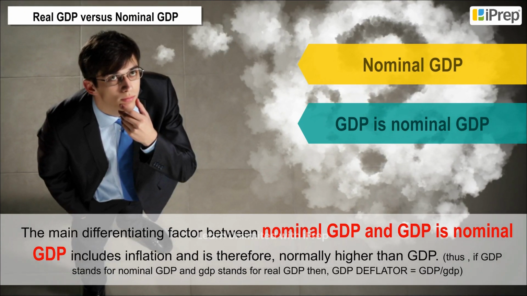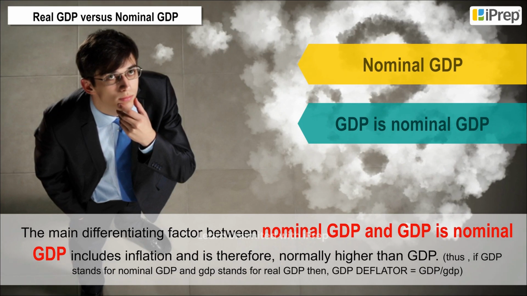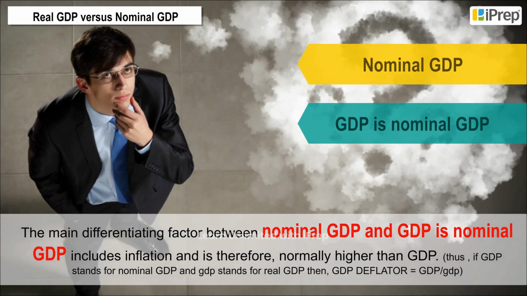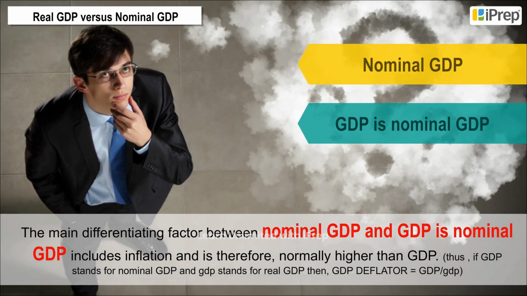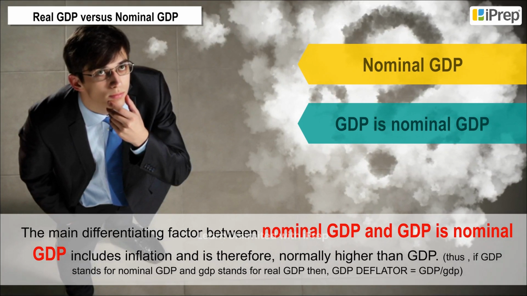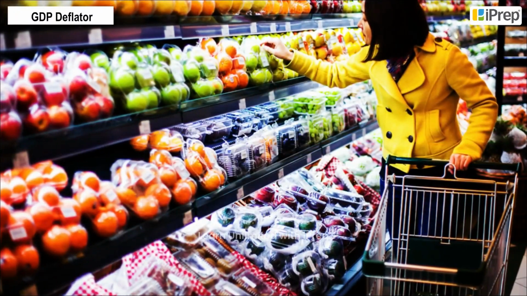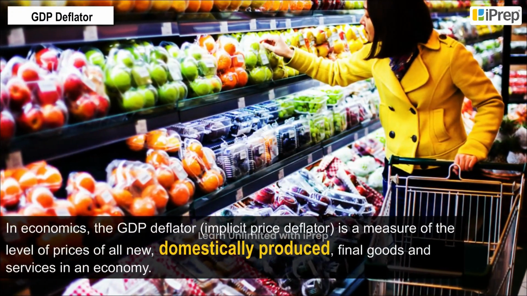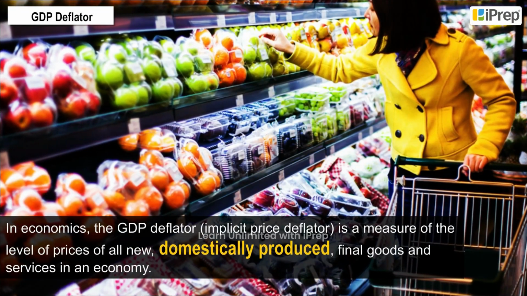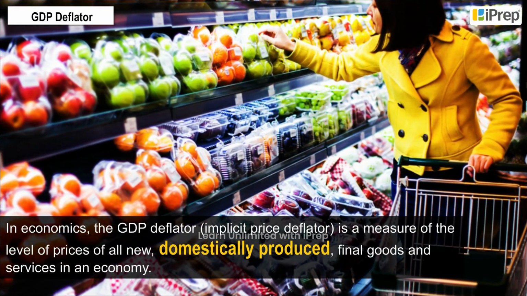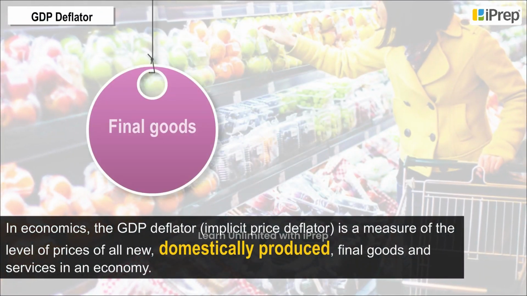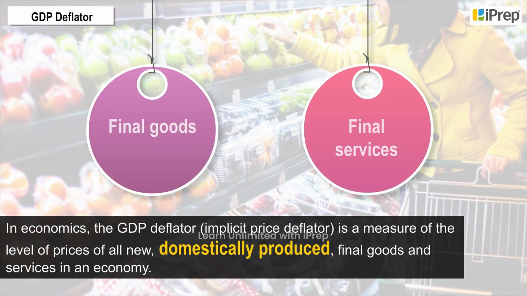Thus, if GDP_N stands for nominal GDP and GDP_R stands for real GDP, then the GDP deflator is equal to GDP_N upon GDP_R. GDP deflator. In economics, the GDP deflator, or implicit price deflator, is a measure of the level of prices of all new domestically produced final goods and services in an economy.